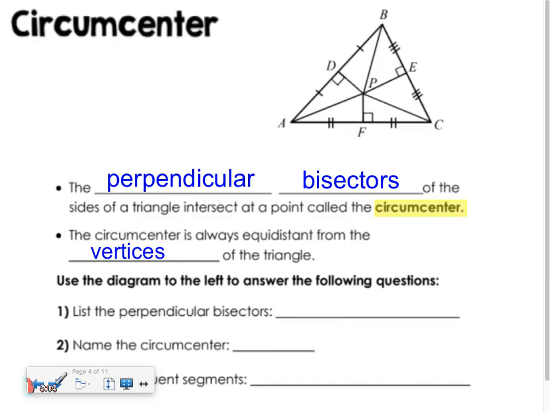Alright, now we have the circumcenter. And this is the point where all three of your perpendicular bisectors intersect. Circumcenter is always equidistant from the vertices of the triangle. Equidistant just means the same length, same length away.